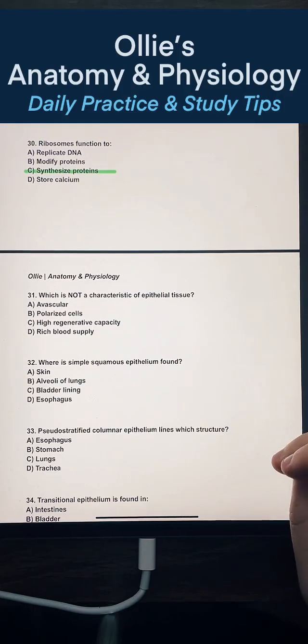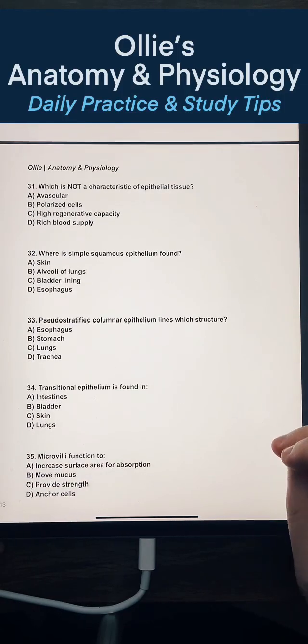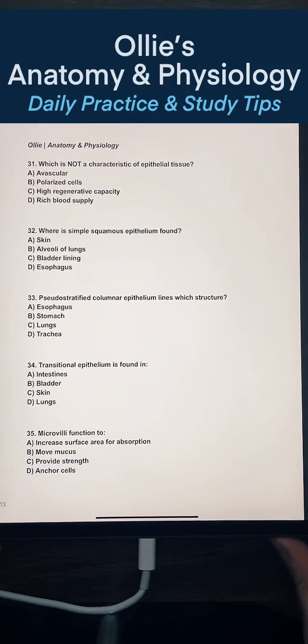Number 31, which is not a characteristic of epithelial tissue? What is not a characteristic of epithelial tissue? A, B, C, or D for this one. What do you all think? A, B, C, or D?